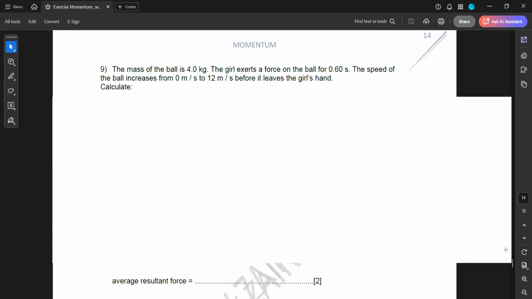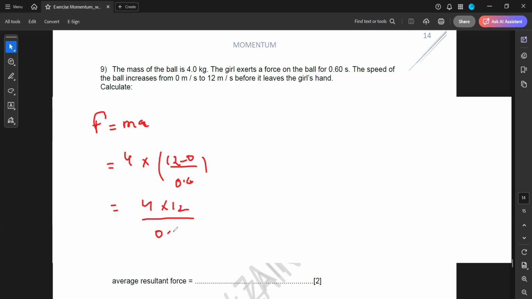So if I use F equals ma, the mass is 4. What about the acceleration? It's the change in velocity divided by time. So it will be 12 minus 0 divided by the time, which is 0.6. So 12 minus 0 is 12. So 4 multiplied by 12 divided by 0.6. 4 times 12 is 48, divided by 0.6. So it will be 480 divided by 6, which is 80 newtons. So this will be 80 newtons.